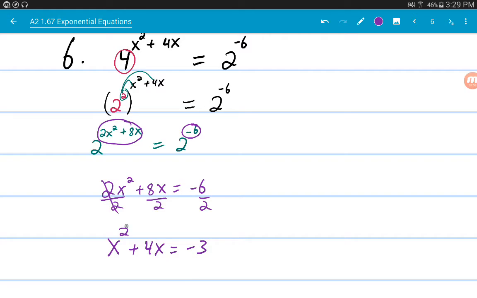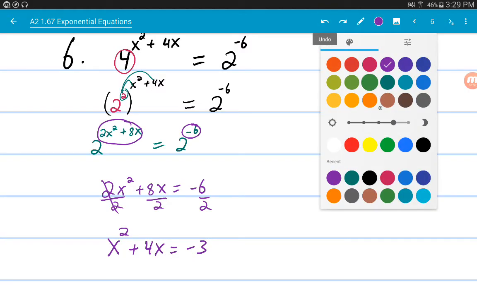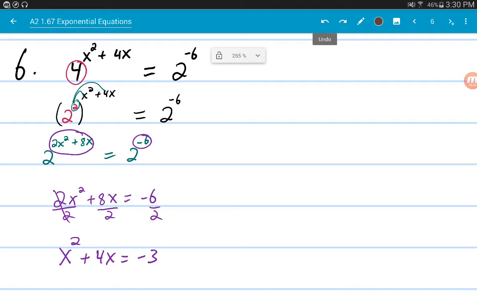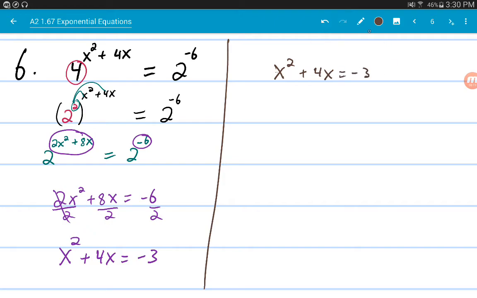Now anytime I have a quadratic, I've got 2 x terms. There's no way that I can get rid of those. I'm going to have 2 different solutions. So what I need to do is set the equation equal to 0. So if I take this, I'll put it on the right-hand side so I don't have to get rid of my old work. x squared plus 4x equals negative 3.